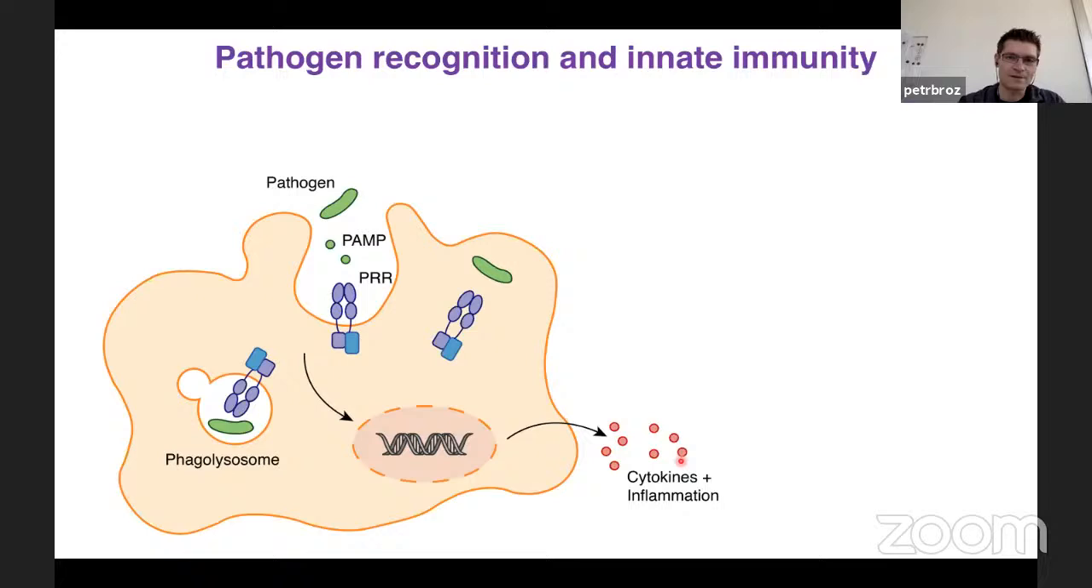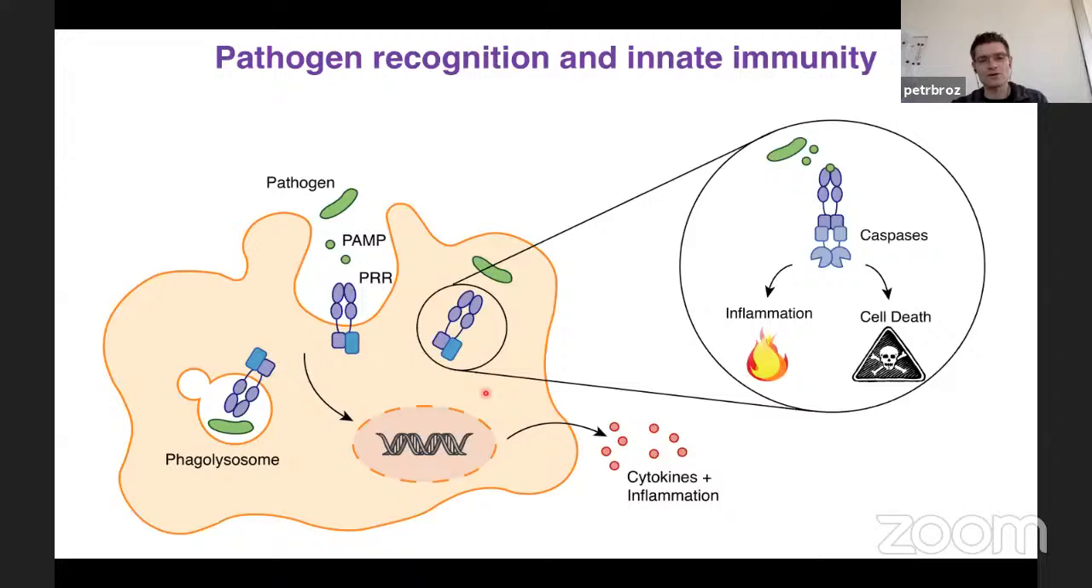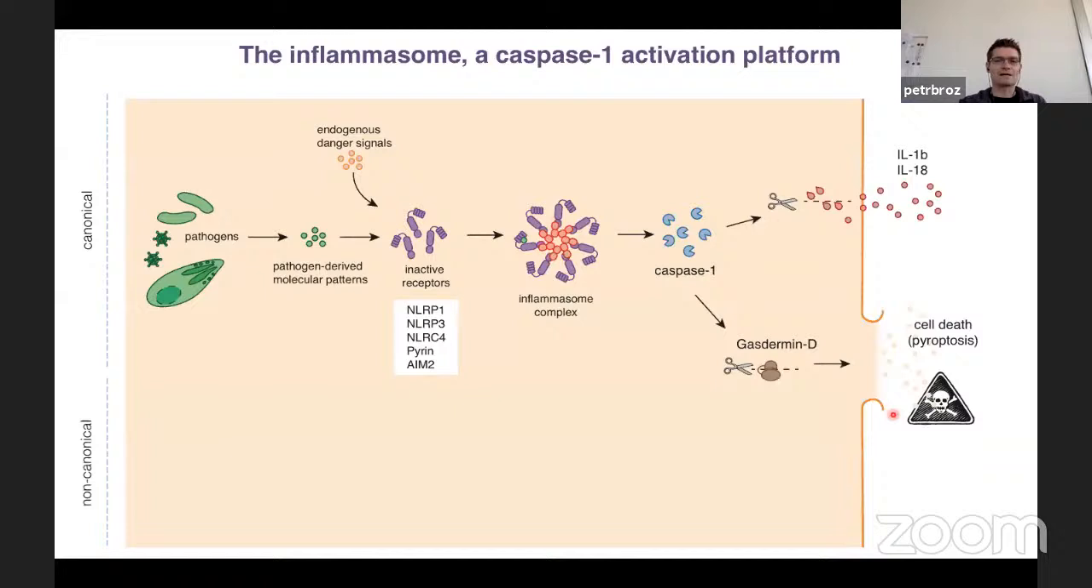Now, when we talk about pyroptosis and inflammasomes, we are focusing mostly on those receptors here, the cytosolic receptors, and not on a transcriptional response, but more on a different type of response. So in this case, it's the activation of caspases. This is what we'll focus on today. And these caspases can drive two things. They drive inflammation and they also cause cell death. So the complex that I want to explore today is called the inflammasome, or the inflammasome pathway. You can see that here.